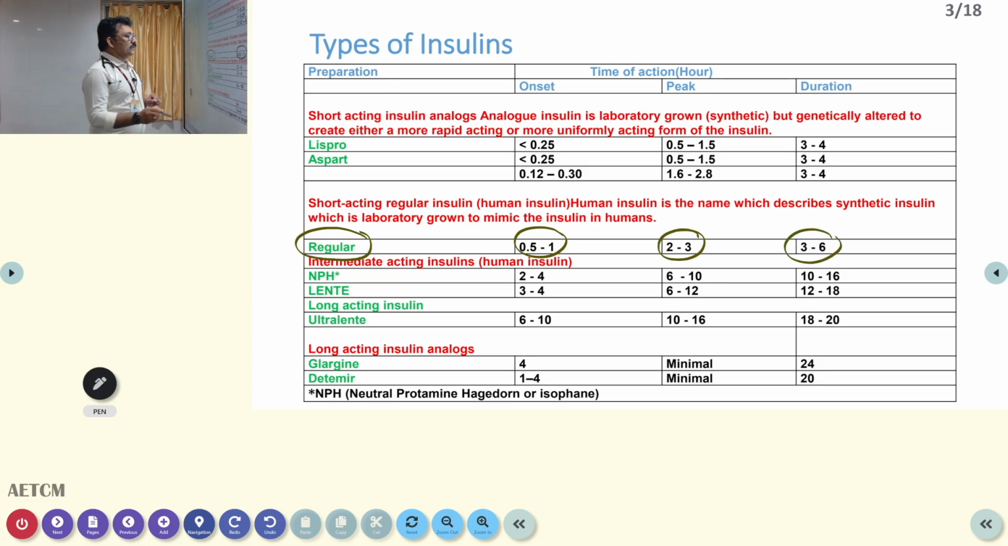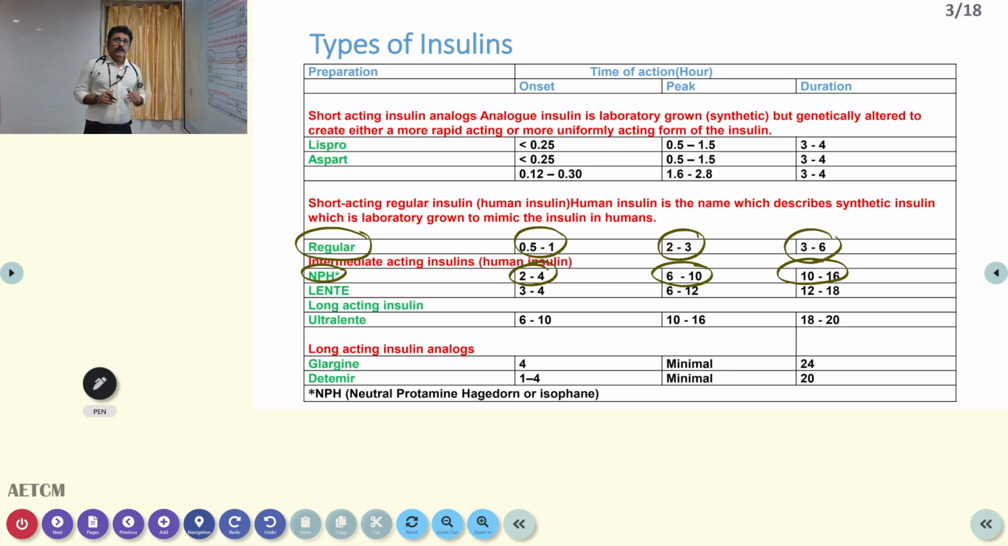Whereas NPH, the neutral protamine Hagedorn is the full form, is a long-acting insulin. The action starts in 2 to 4 hours. The action peak occurs in 6 to 10 hours, and it lasts for 10 to 16 hours, an average of 12 hours. And Lente, long-acting insulin, all these things are here.